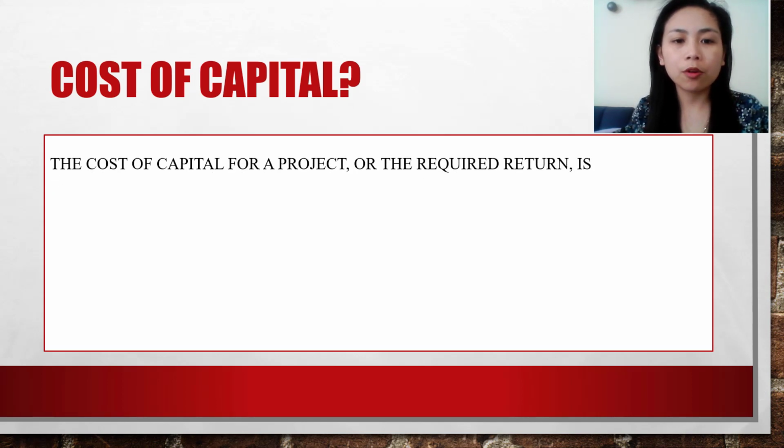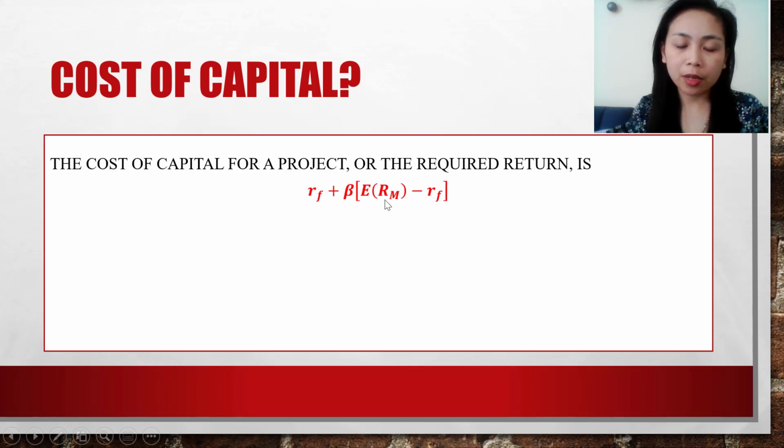The cost of capital for projects, or the required return, is RF plus beta times the risk premium of the market. Here RF is the risk-free rate, RM is the market return, beta is the beta of investment, the beta of this project.